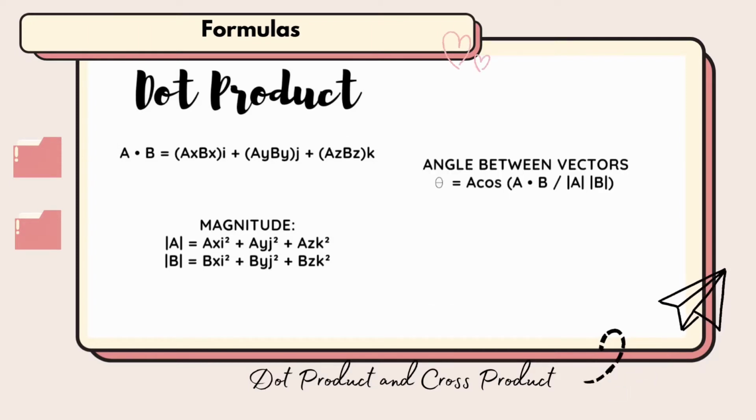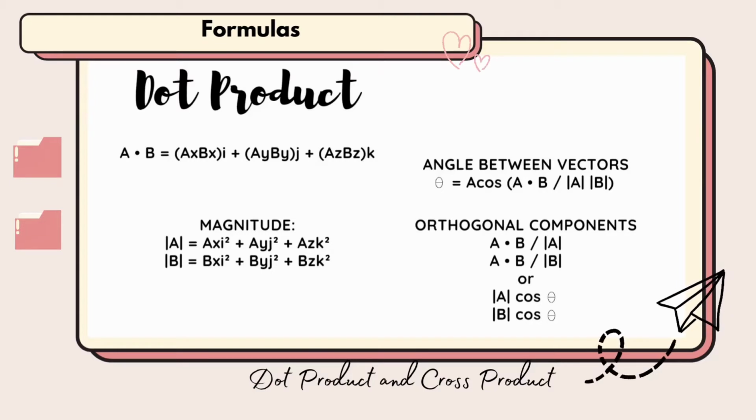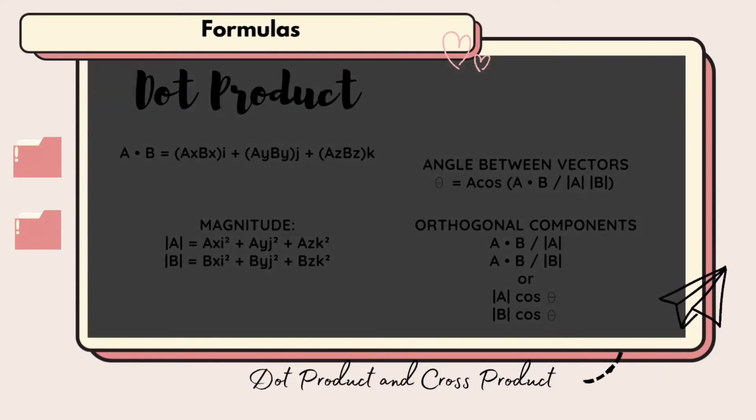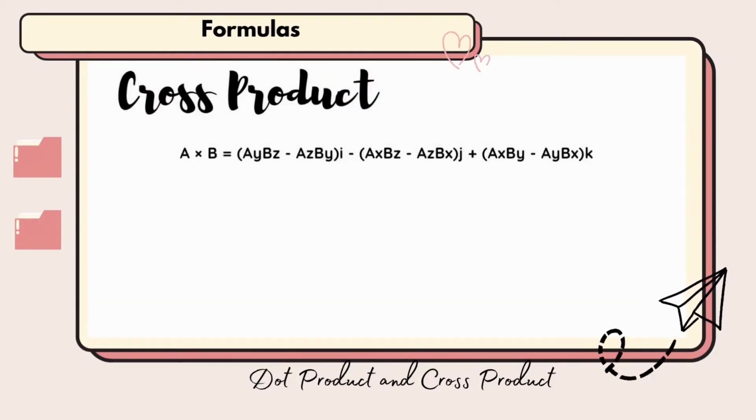Then, we can now find the angle between vectors by this formula. Theta is equal to arc cosine of the dot product all over magnitude A times magnitude B. Orthogonal components are simply the dot product over magnitude A, the dot product over magnitude B, or magnitude A cosine theta, magnitude B cosine theta. The cross product of two vectors is written as A cross B.